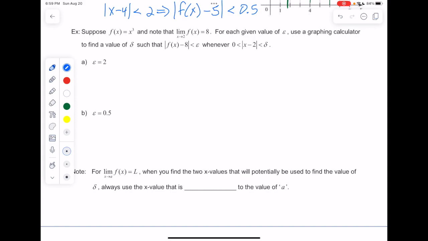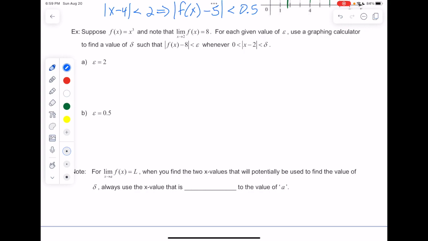And then for each given value of epsilon, use a graphing calculator to find a value of delta such that the absolute value of f of x minus 8 is always less than epsilon whenever 0 is less than the absolute value of x minus 2 is less than delta. And they give us an epsilon equal to 2. All right, so we want to recreate the graph that we just saw above and then go through the same sort of path to figure out what delta will work for us.